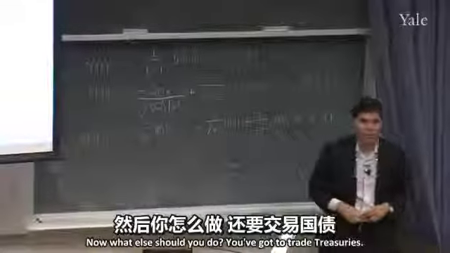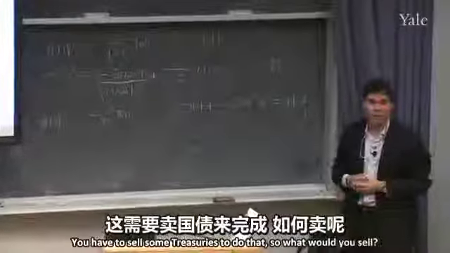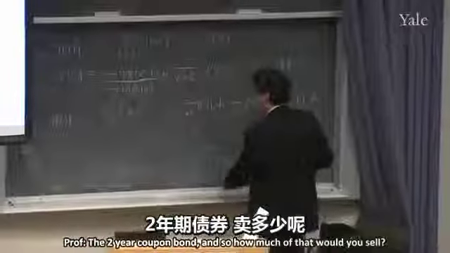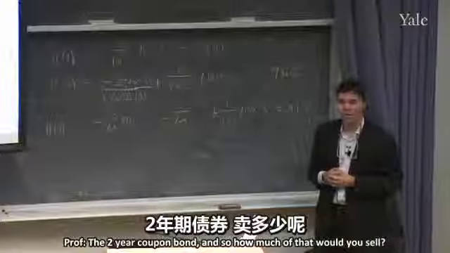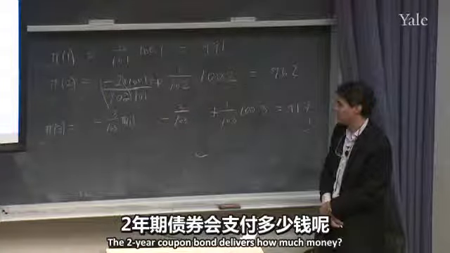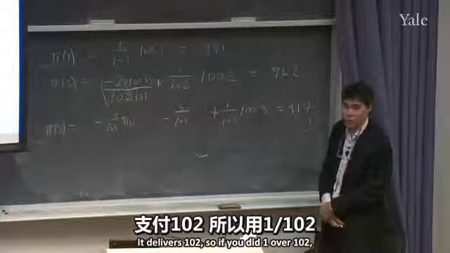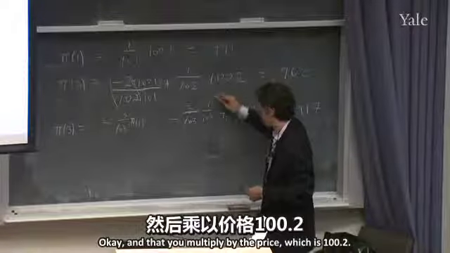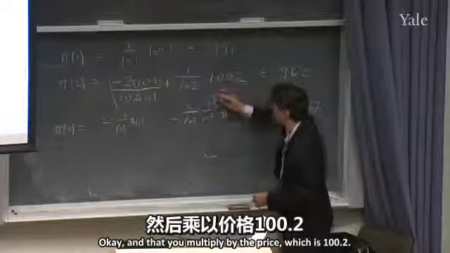Now what else should you do? You've got to trade treasuries. How can you sell off this amount of money in year 2? You have to sell some treasuries to do that. So what would you sell? The 2-year coupon bond. And so how much of that would you sell? Well, this is the amount of money you have to get. And the 2-year coupon bond delivers how much money? Delivers 102. So if you did 1 over 100 you would get 1. So you have to divide this by 102. Okay, and that you multiply by the price, which is 0.96, by the price, which is 100.2.